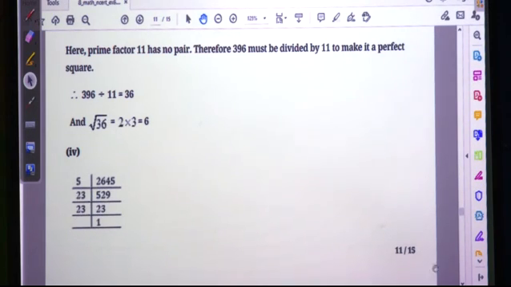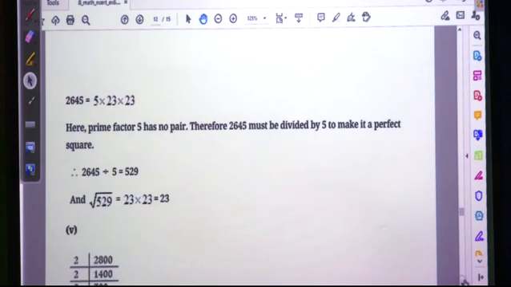So, the prime factors of 2645 are 5 into 23 into 23. 5 is not in a pair. We are going to divide 2645 by 5, and we are getting 529, and just now we have seen that the square root of 529 is nothing but 23. Let us see the next sum.